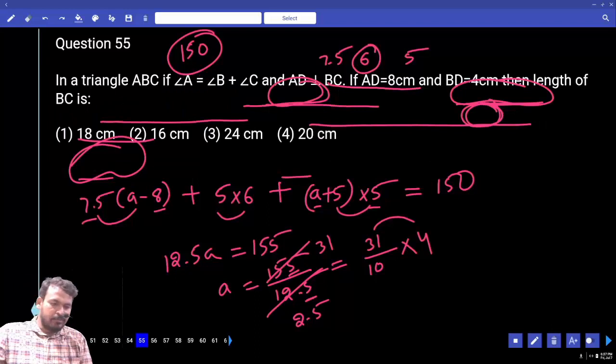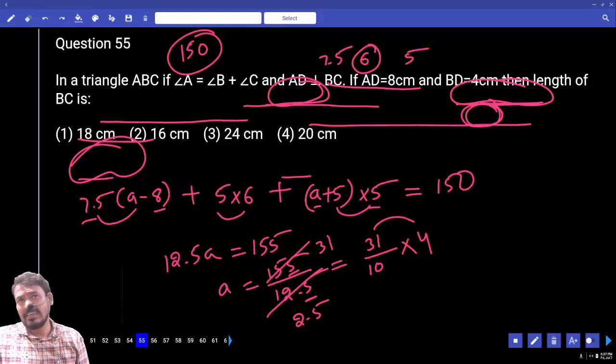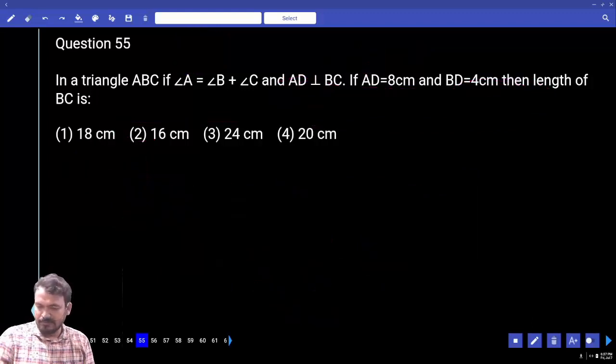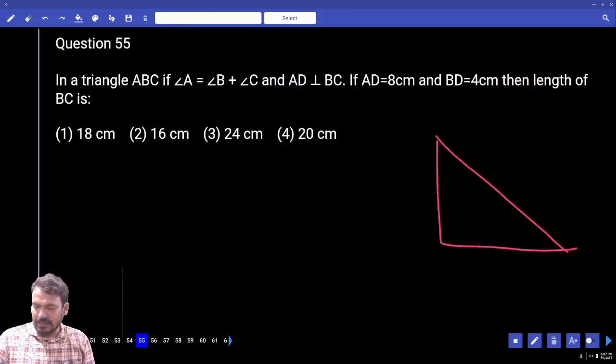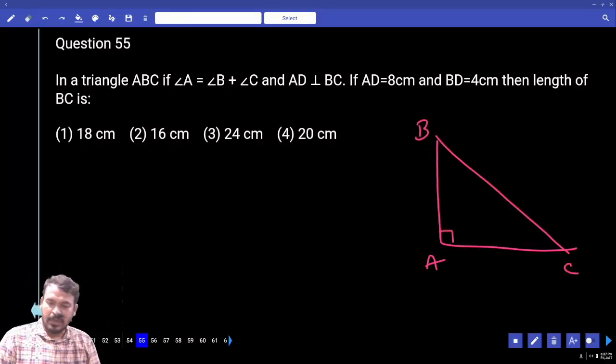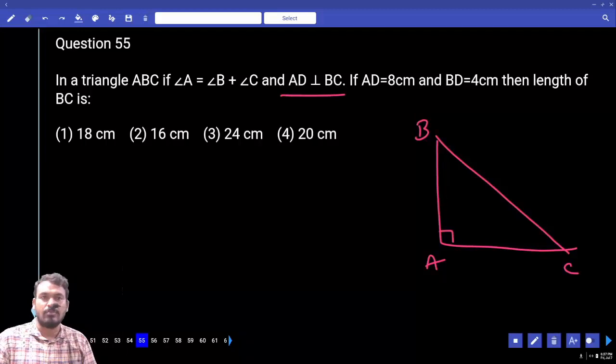Next question number 55. In a triangle ABC, angle A equal to angle B plus C. Means what is the sum of the angles in a triangle? 180. In that, A value equal to B plus C means if A value is 90, B plus C also 90. That is considered a right angle triangle. Okay. Right angle triangle. It is A value, this one B and here C. Angle A equal to how much? 90.